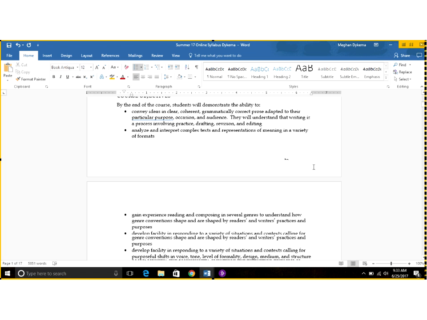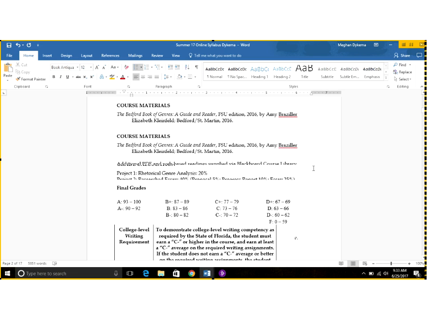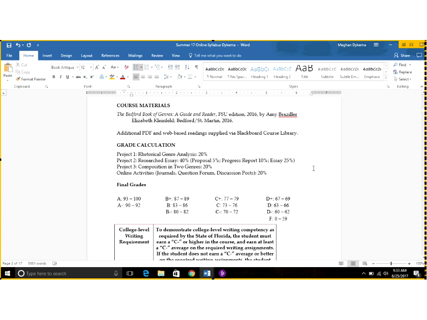Our course objectives are here. I've talked about them already, so I'm just going to scroll through them. Our course textbook is the Bedford Book of Genres. It is an FSU edition. The latest edition is from 2016, and I would like you to use that one. It's available in the bookstore because it does have some sample readings from other 2135 students that were successful projects that we might take a look at. And then there are other readings that I will be providing to you via PDF and web links. Those will all be in the Blackboard course library. So you only have to buy one textbook for this course.